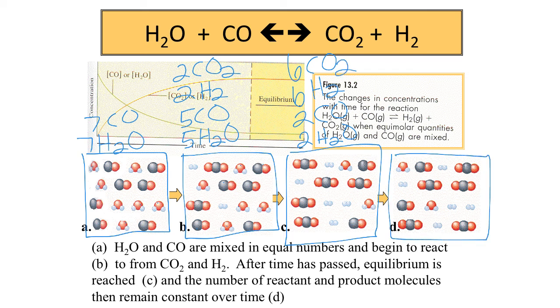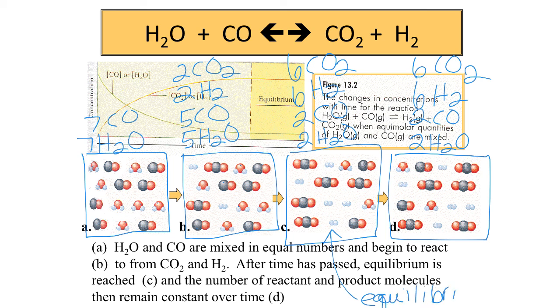In picture D, we still have 2 water molecules. We still have 2 carbon monoxide molecules. And if we count, we have 6 hydrogen molecules and 6 carbon dioxide molecules. So we have reached equilibrium at C because our amounts are now remaining constant. So C and D is showing us that we are now at equilibrium.